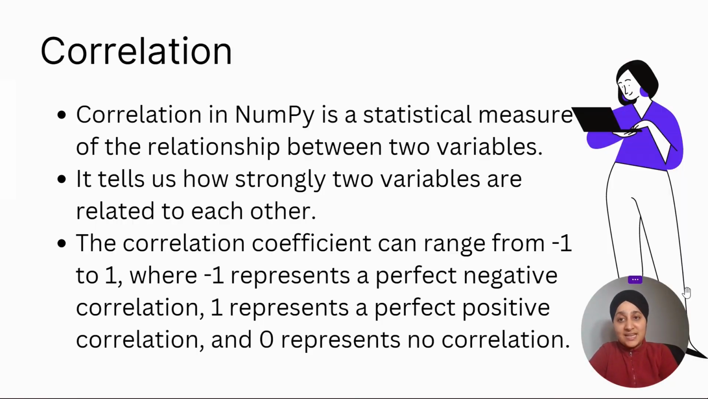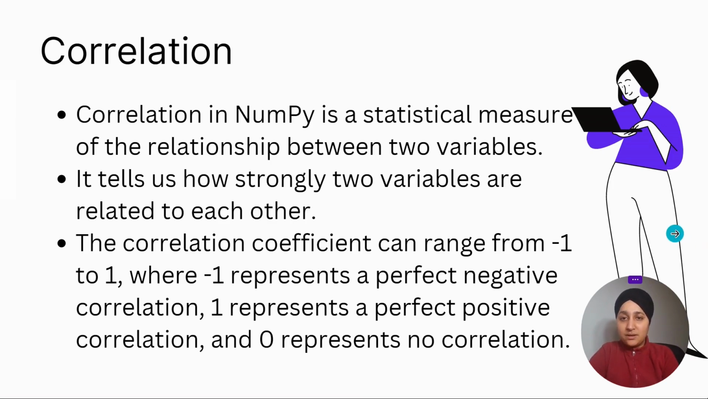Correlation in NumPy is a statistical measure of the relationship between two variables. It tells us how strongly two variables are related to each other. The correlation coefficient can range from -1 to 1, where -1 represents a perfect negative correlation, 1 represents a perfect positive correlation, and 0 represents no correlation.